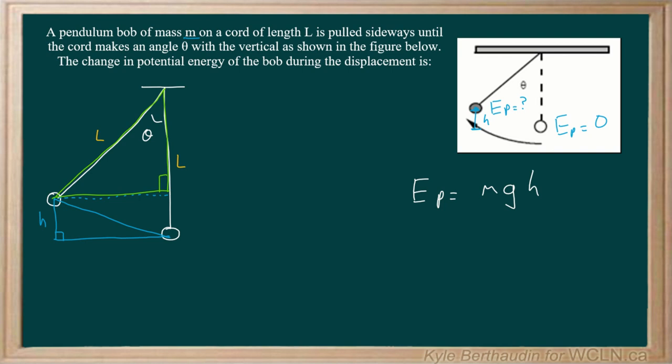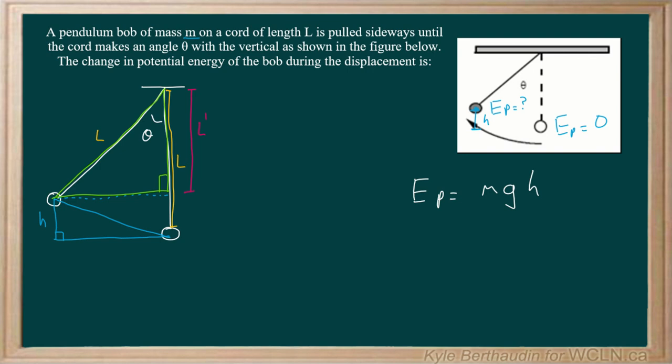And what we can do is, if we can find the length here, which we'll call L primed, and because we know the length L, which is the full length of the rope here, then we could take L, subtract from it L primed, and that would give us the height h. So we just need to use a little bit of trig to figure that out.